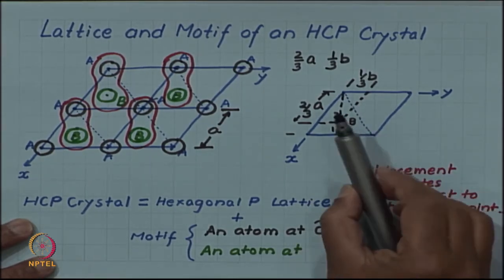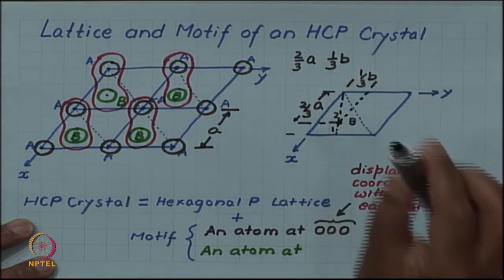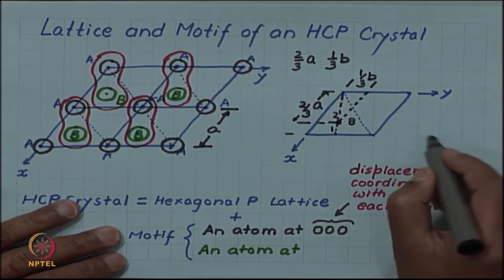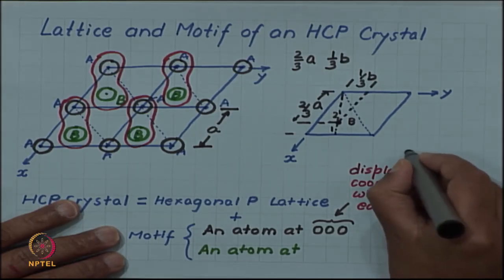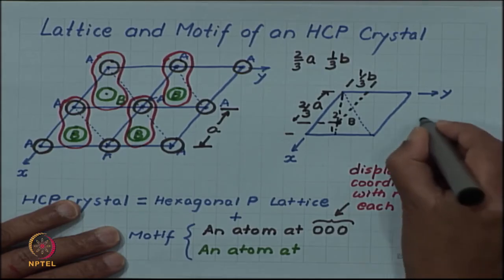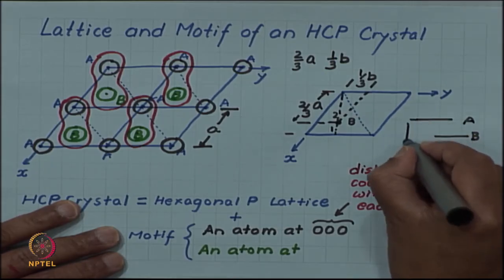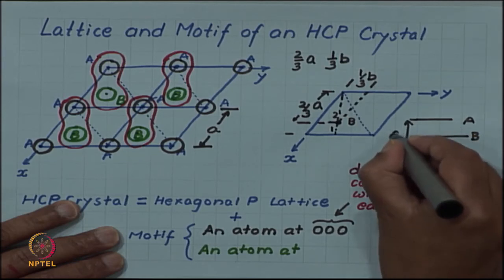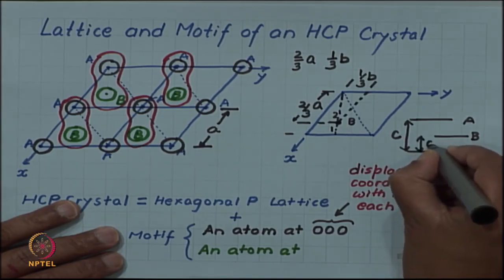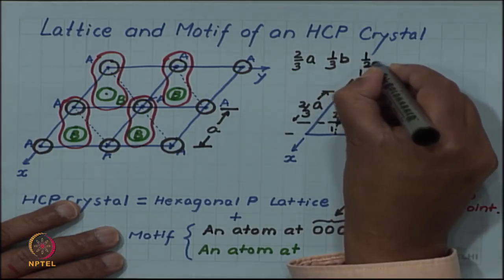Now, the question is, what is the z coordinate? Remember, z is orthogonal to the xy plane in the hexagonal crystal, and the repeat distance or the unit cell edge length in this direction is equal to C. But the C is from A, we have a stacking sequence A, B, A. So, the entire distance from A to A is what is called C. So, distance from A to B is half of that, and that is C by 2. So, the third coordinate is half of C.